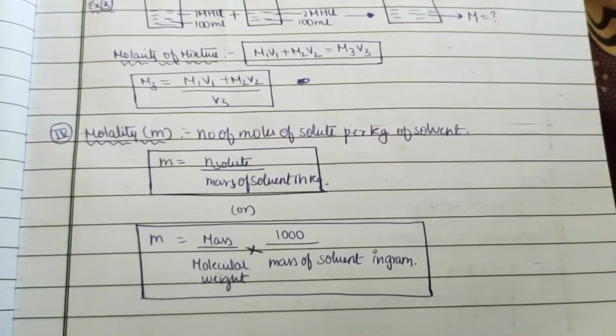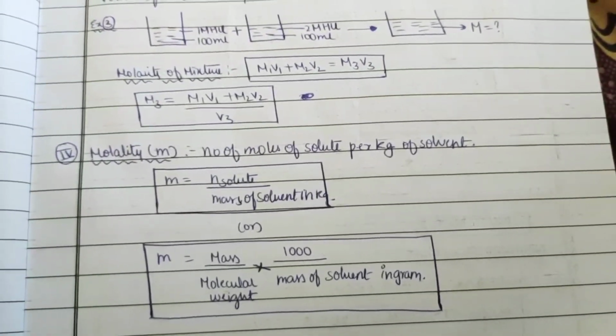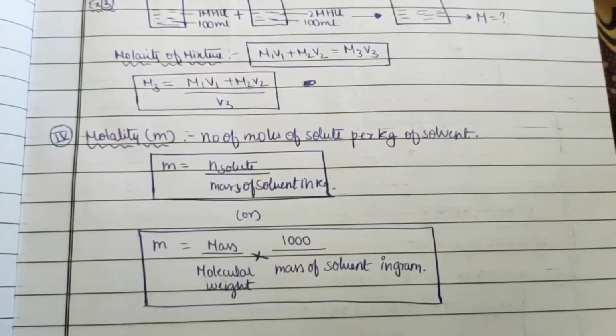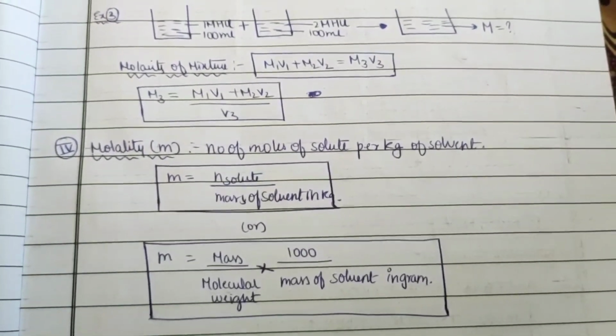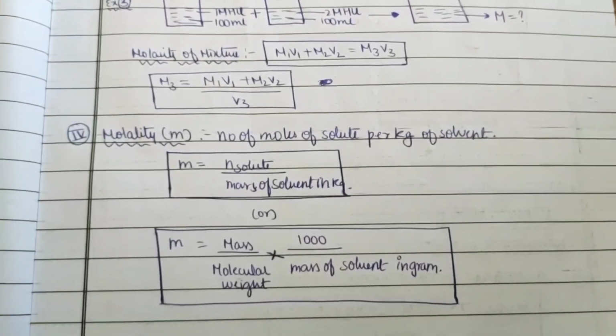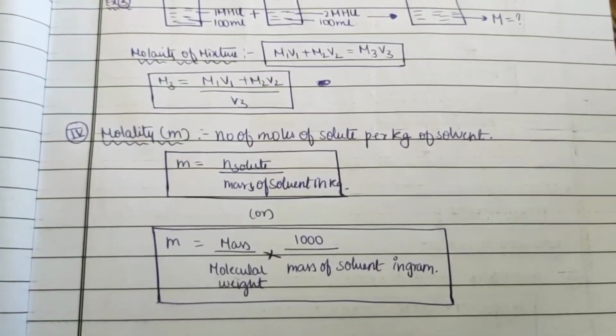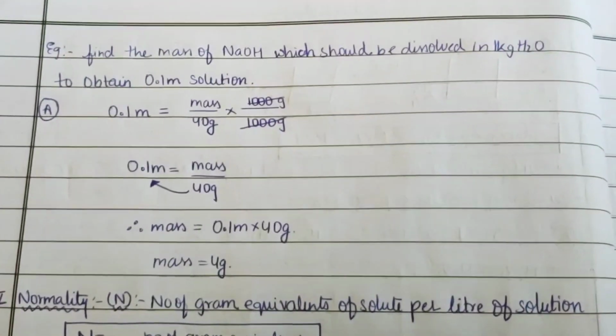Then let us discuss molality, which is represented by small m. Number of moles of solute per kg of solvent is known as molality. m = number of moles of solute by mass of solvent in kg, or we can represent it as m = mass by molecular weight into 1000 by mass of solvent in gram.